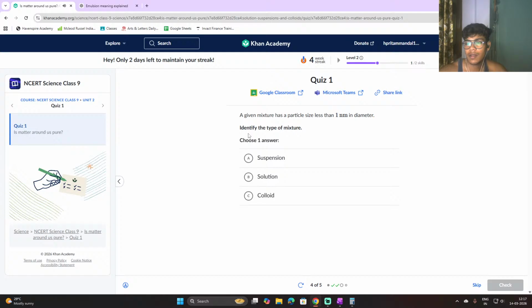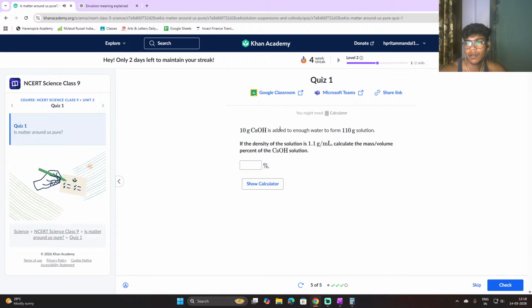Yeah, simple as that. A given mixture has a particle size less than 1 mm in diameter, and why it's a solution. So 10 gram CsOH is added to enough water to form 110 gram solution. If the density of the solution is 1.1 gram per ml, calculate the mass volume percent of the CsOH. 10 grams is added to enough water to form 110 gram solution. The density of the solution is 1.1 gram per ml.